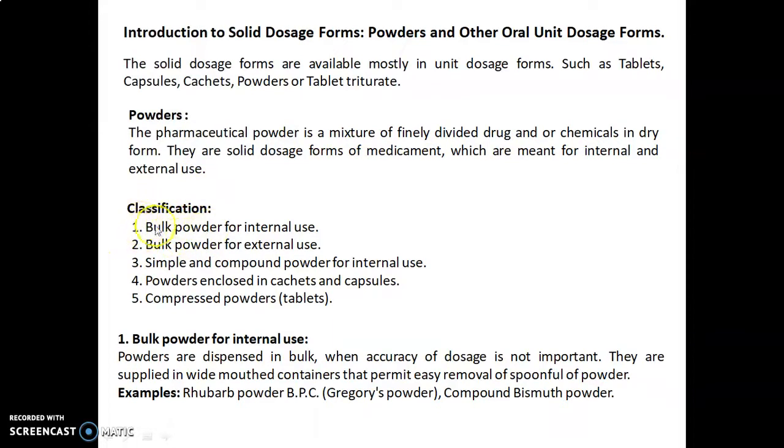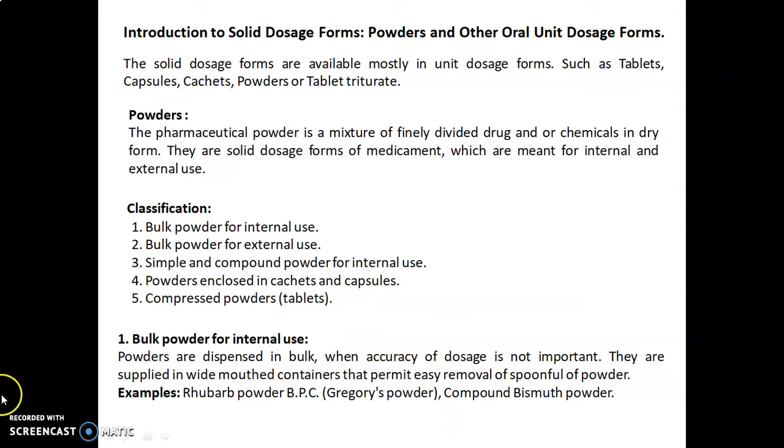Classification of powders: bulk powder for internal use, bulk powder for external use, simple and compound powder for internal use, powders enclosed in cachets and capsules, and fifth one, compressed powders, that is tablets, that are also known as tablet triturates. So first one we will discuss is the bulk powder for internal use. Powders are dispensed in bulk when accuracy of dosage is not important. They are supplied in a wide mouth container that permits the easy removal of a spoonful of powder.